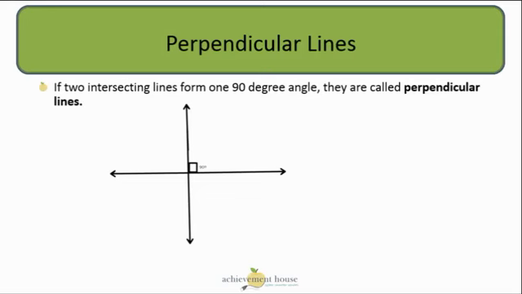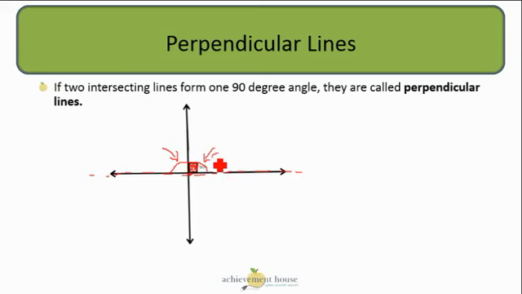If two intersecting lines form one 90-degree angle, they are called perpendicular lines. Now, if one angle is 90 degrees, then all four angles have to be 90 degrees. Because this straight line, at this point, this angle is a straight angle. It needs to be 180 degrees. So that means this angle right here and this angle right here have to add up to 180 degrees.